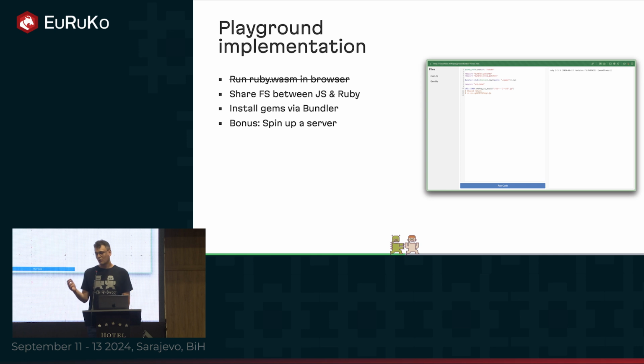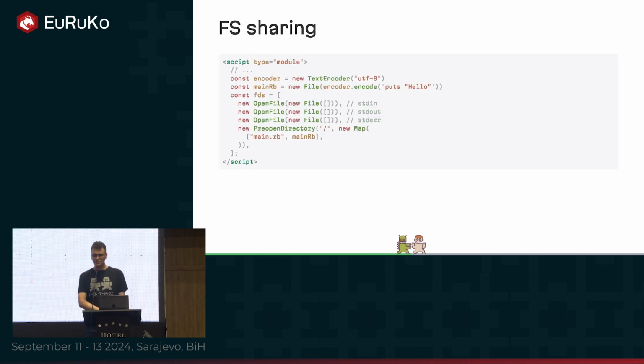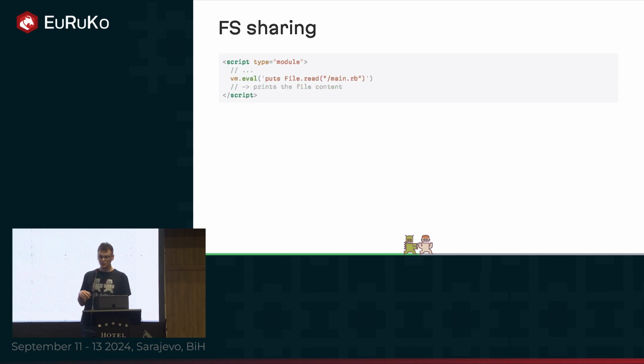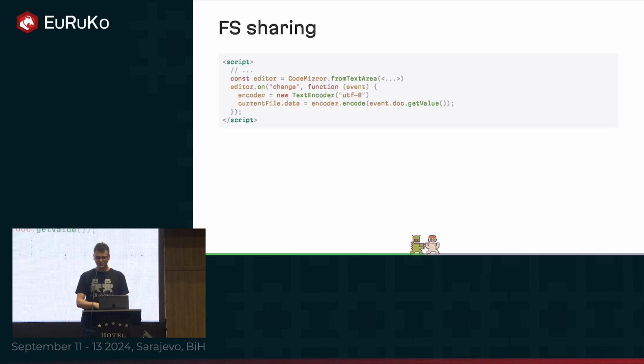Now, when we know where to find WASI code, like in the whole file system initialization, let's focus on sharing the file system part. Here's a basic example. Here we create a Ruby file and put it into the directory. Once the file system is set up, we can run files from Ruby. To make the example more dynamic and interactive, we will use CodeMirror to modify files and also add a button to execute them and display the result.